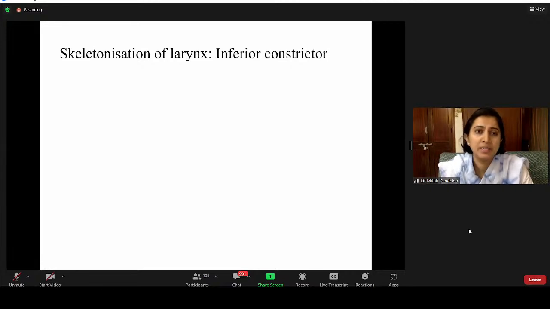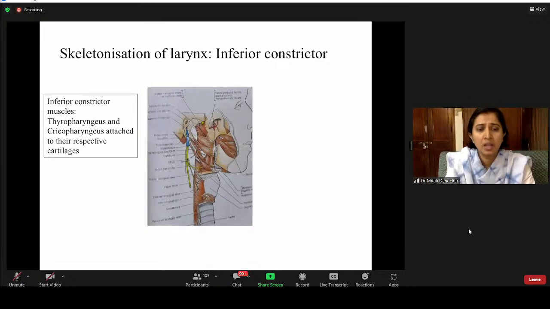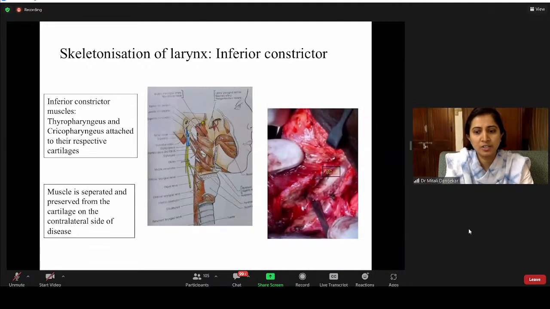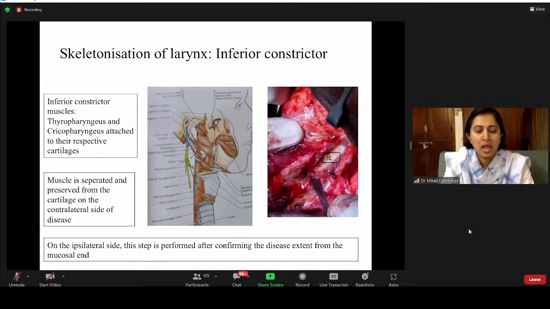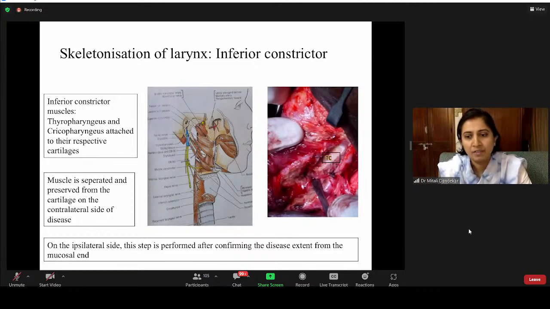The next step in skeletonization of the larynx is the management of the inferior constrictor. Now, the inferior constrictor muscles are typically the thyropharyngeus and the cricopharyngeus, which are attached to their respective cartilages. Muscle is separated and preserved from the cartilage on the contralateral side of the disease. And on the ipsilateral side, the step is performed after confirming the disease extent from the mucosal end, that is after the laryngeal entry.